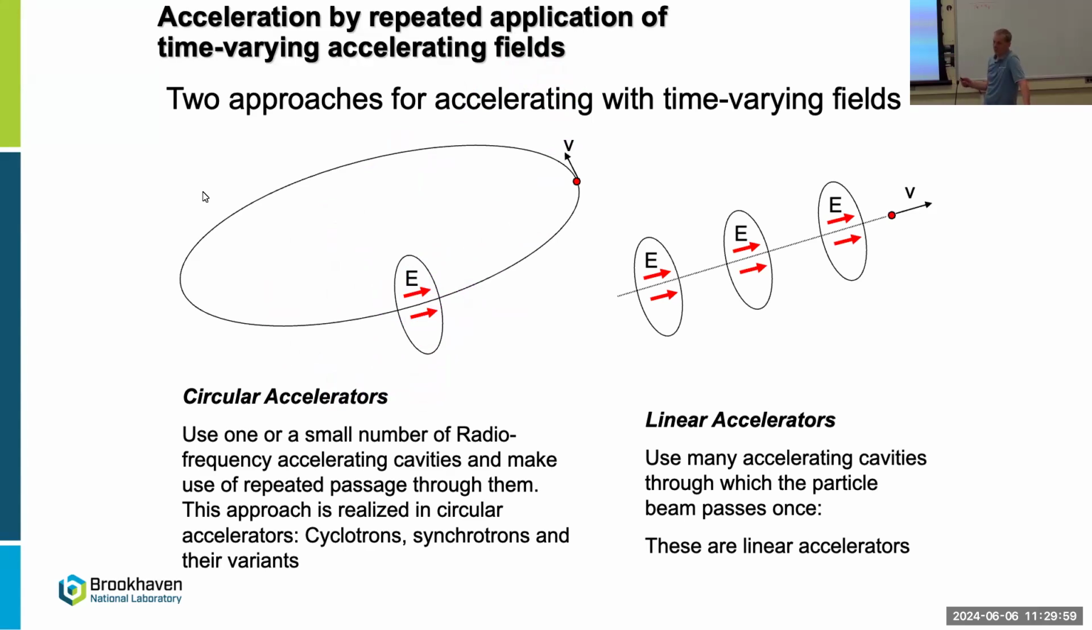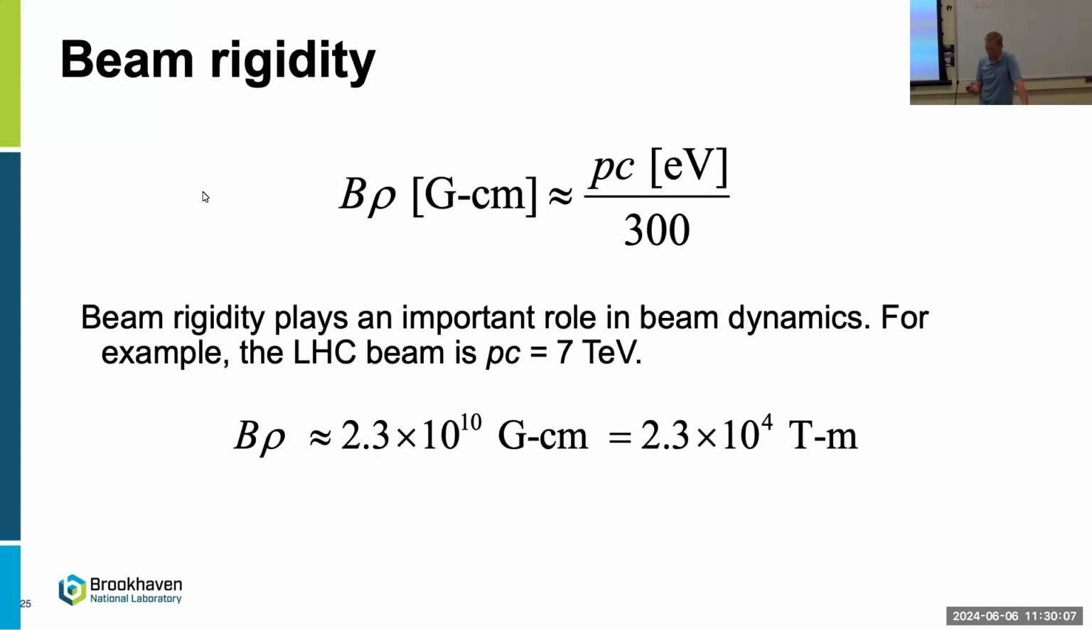But this can also be done by unfurling this circular principle into a linear machine, and that's called a LINAC. So let's now talk about some simple beam property that you will encounter often if you interact with people like me, called beam rigidity. Does anyone know what this is? Literally, it means how rigid the beam is. The more energy the beam has, the more rigid the beam is.